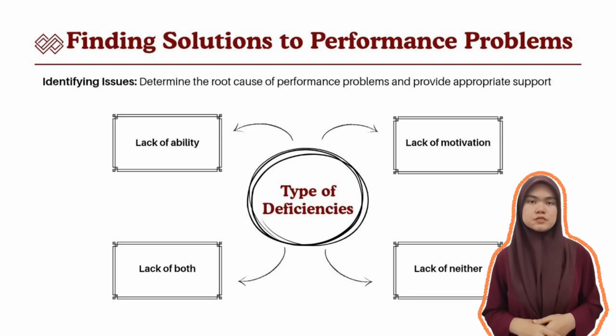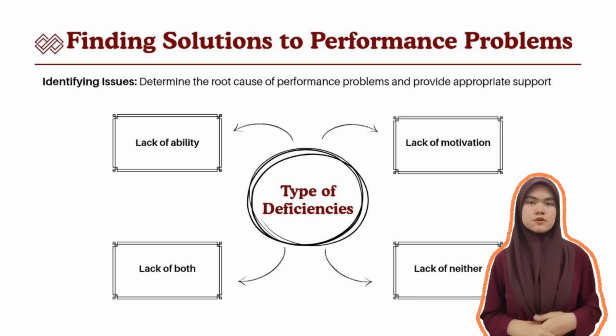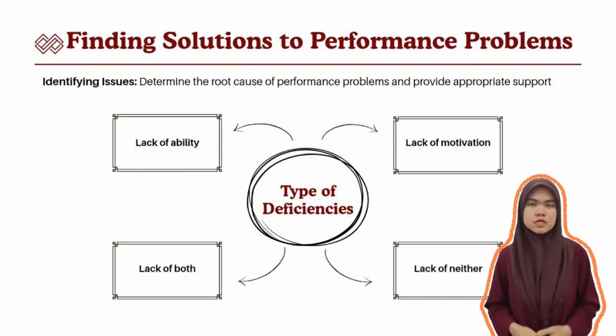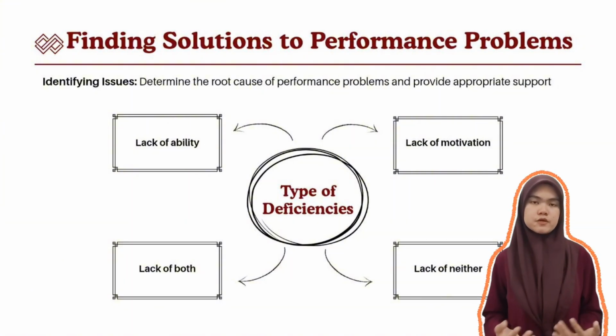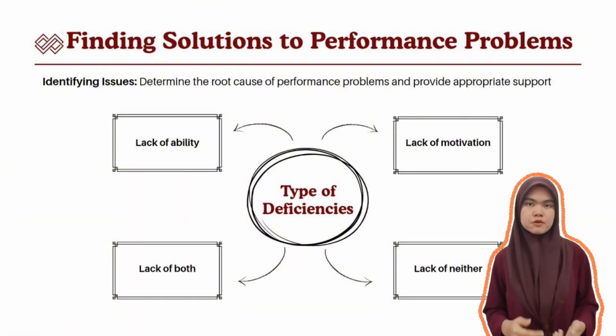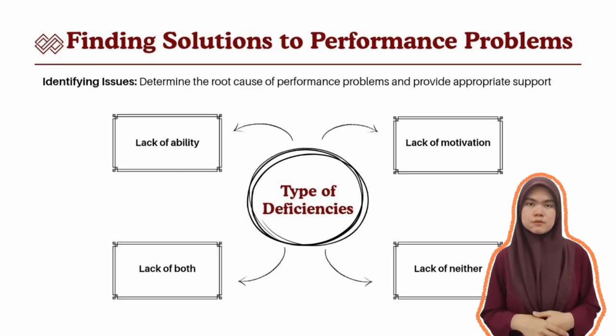This occurs when employees do not have the necessary skills, knowledge, or experience to perform their tasks effectively. In this situation, managers can provide coaching, additional training, mentoring, or even redesign the job to better match the employee's capabilities. The second is lack of motivation.